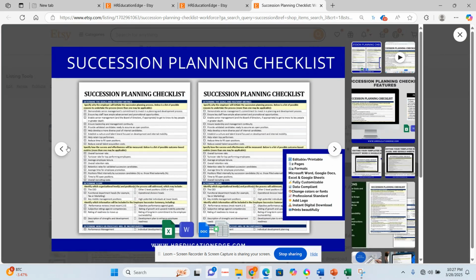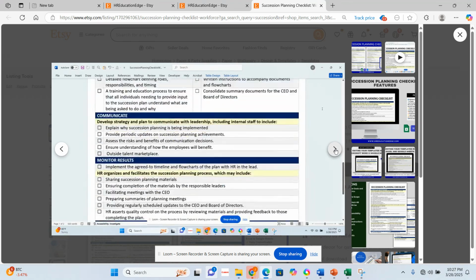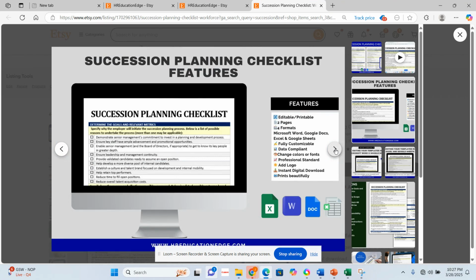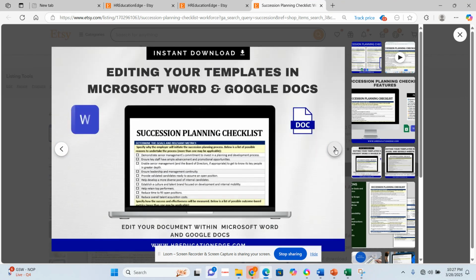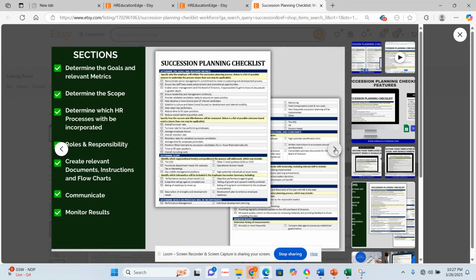There are a number of sections, and you'll also note that there are 4 formats: Word, Google Docs, Google Sheets, and Microsoft Excel. And you'll see there's also checklists. We'll take a deep dive into that in a little while. As mentioned, you can edit in Microsoft Word. You can change the colors. You can change the fonts. And then also in Excel and then in Google Sheets.